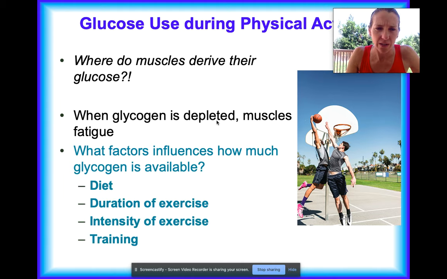So the other key thing I want to talk about for this chapter is this. I've changed the text here to try to emphasize it. What factors influence how much glycogen is available? Diet is going to play a part. The more carbohydrates you eat, the more glycogen is going to be available. How long you're exercising, the intensity of exercise, and especially when you're dealing with aerobic activities, a person's training is going to be a big factor as well. So let me hit on these, and then I'll be done.